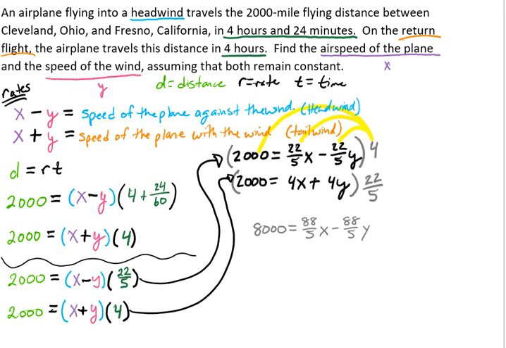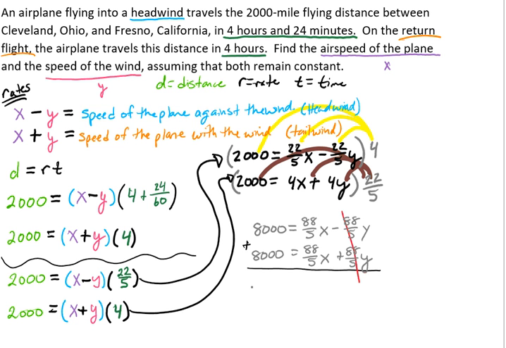Now I have to do the same thing with this 22 over 5. So it has to go to all 3 pieces. And so that is going to get me 8,000 equals 88 over 5x plus 88 over 5y. Then when I go to solve the system like you normally would, we're going to see that the y's are going to cancel out. And so we're going to end up having 16,000 equals 176 over 5x.